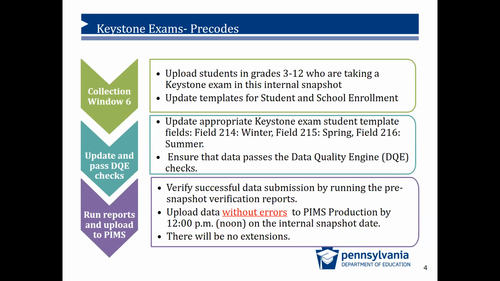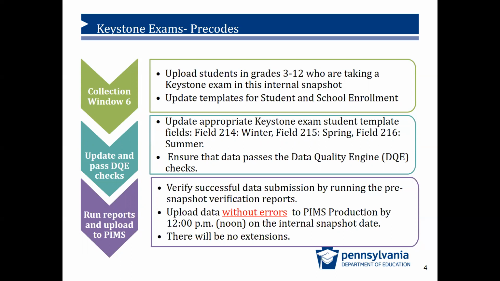These students should be coded with a valid value of Y, N, or O for the specific Keystone testing window. Field 214 is utilized for winter Keystone assessments. Field 215 is used for the spring Keystone assessments. And Field 216 is utilized for summer Keystone assessments. These fields are used to send data to the testing vendor so that the LEAs can set up test sessions and receive precode labels.